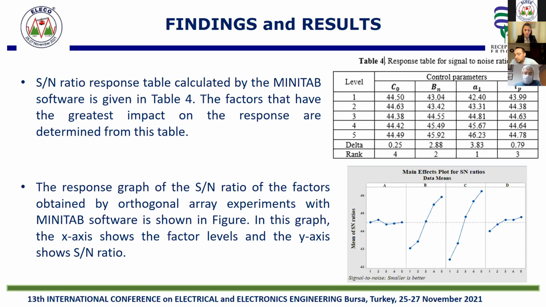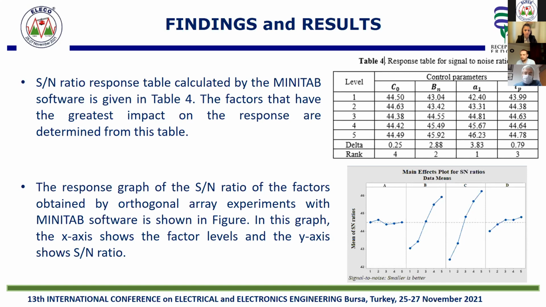The SN ratio response, that means signal-to-noise ratio response table calculated by the Minitab software, is given in table 4. The factors that have the greatest impact on the response are determined from this table. And the delta value given in the table is the difference between the highest average response characteristic value and the lowest average response characteristic value. The factor with the highest delta value is in first place. This means that it has the most influence on the response.